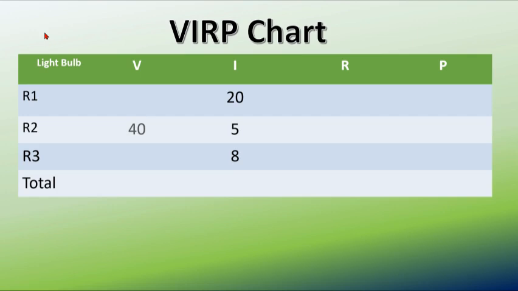What up, everybody? We're doing a VIRP Chart example here. This is a parallel circuit, and we're given one of the voltages of the light bulb, and we're given how much current is going through each light bulb.